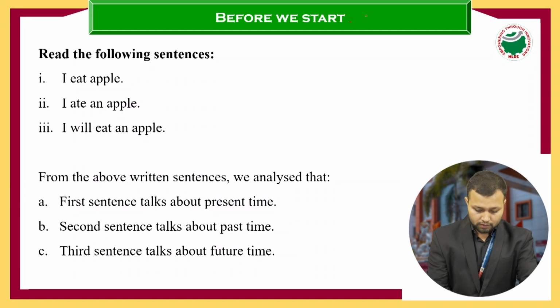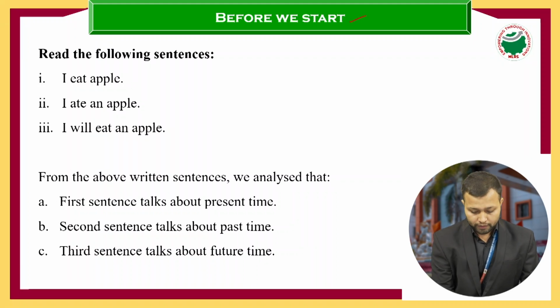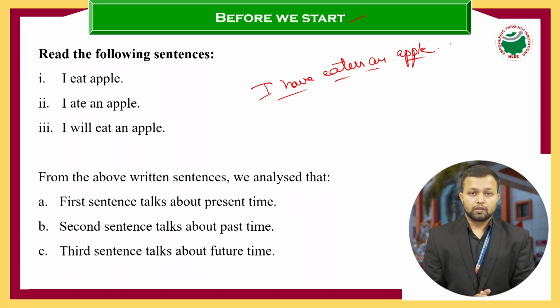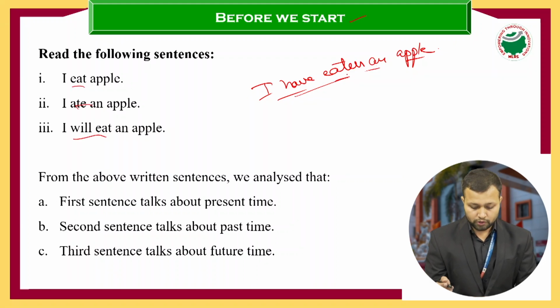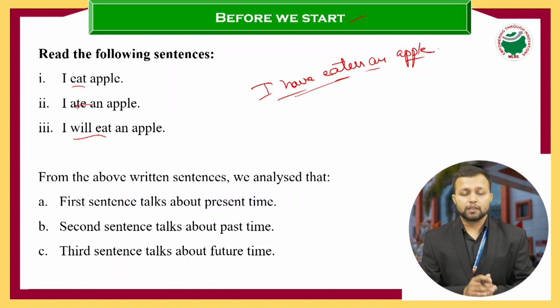Before we start, let's read the following sentences. I eat an apple. I ate an apple. I will eat an apple, and I have eaten an apple. Observe these four sentences. What do you observe? That we are talking about eating an apple at different times.